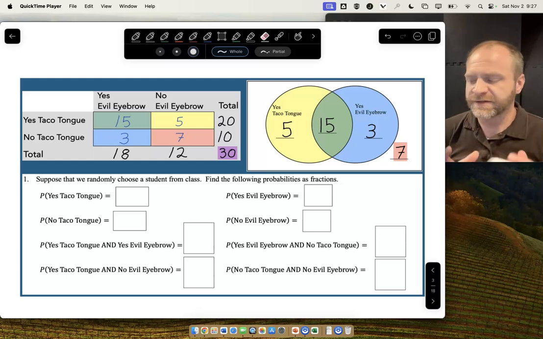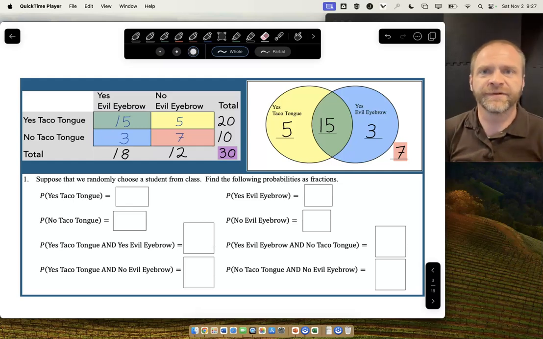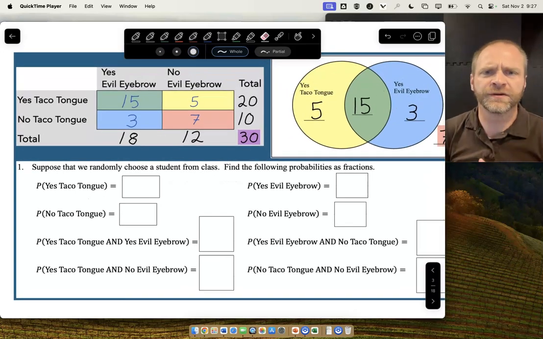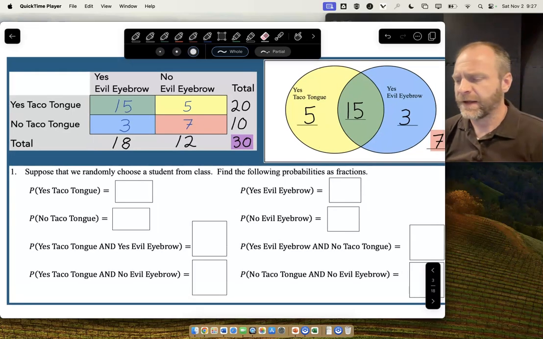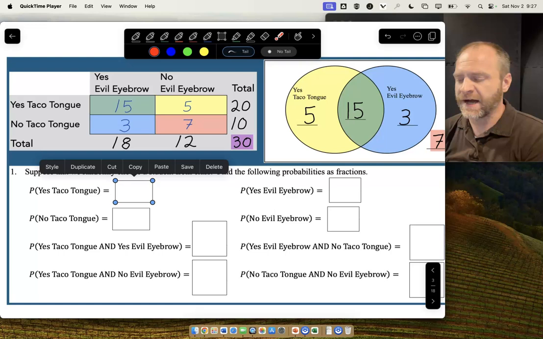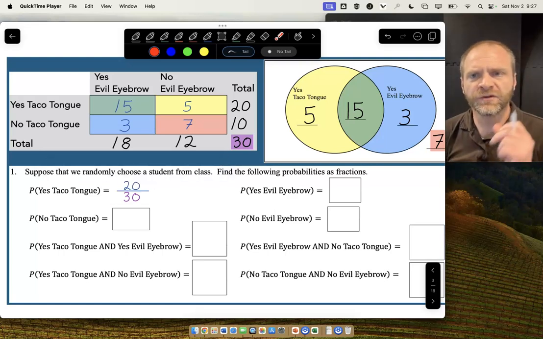So the first one says, suppose that we randomly choose a student from class. Find the probabilities as fractions. Okay, so I'm going to leave them as fractions, not going to go into decimals. So probability of yes, taco tongue. So that is all the students who said they could taco tongue. Well, in that case, what I'm focusing on is I want every single student in this row. And so I'm thinking that's 20 out of the 30 students. 20 students said they could. So let's just go down so we can focus on what the next one is.